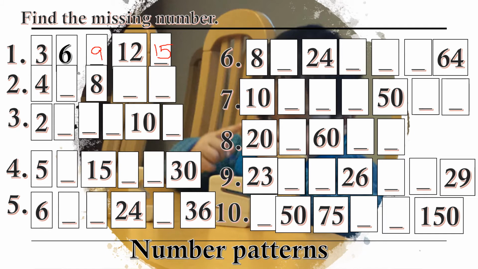Can you do the rest for me, children? The missing sequence of a number. Take your time to answer this one. I presume that everybody has finished. Okay?